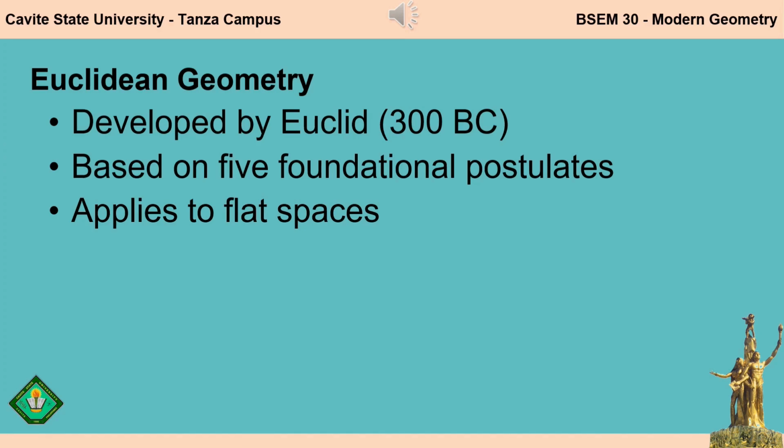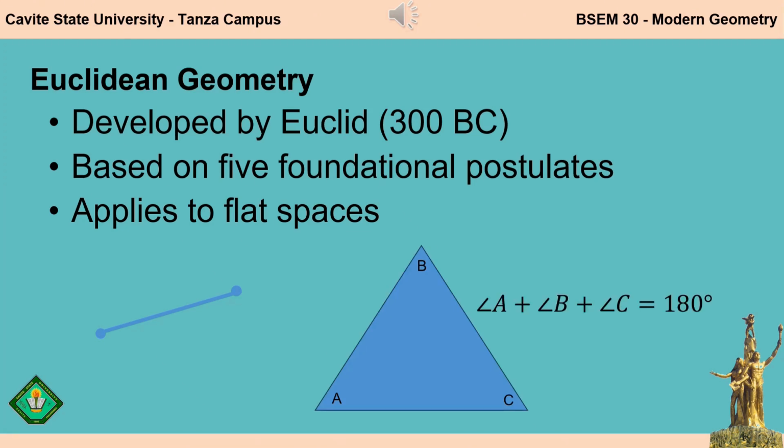In this geometry, things make intuitive sense. For example, the shortest path between 2 points is a straight line, and if you draw a triangle, the angles always add up to 180 degrees.